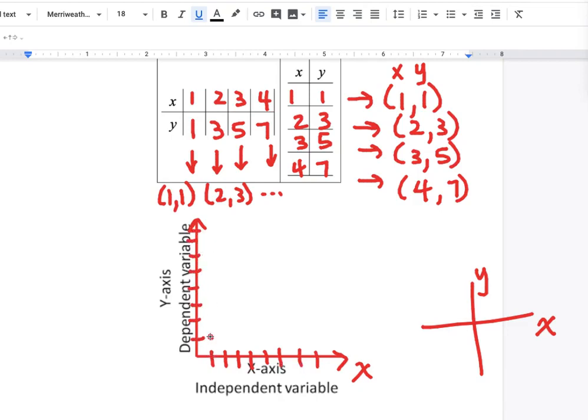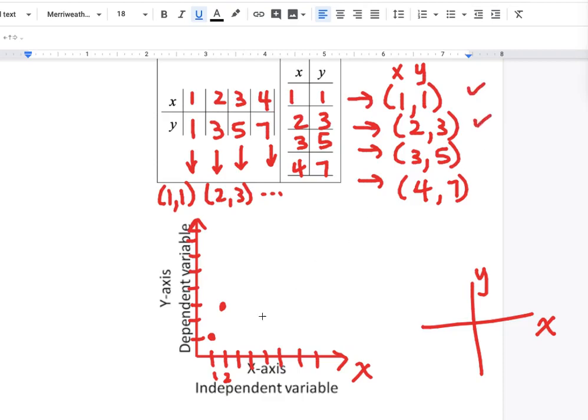I would just look for 1 and 1, put a dot there. If I were plotting (2, 3), I would look for 2 first. Remember, you gotta walk and then fly. Walk to 2, and then fly up to 3. 1, 2, 3.